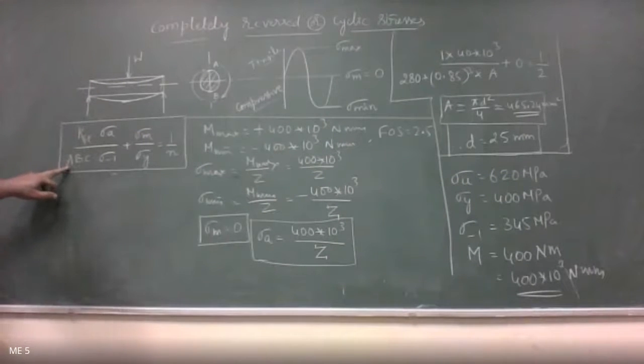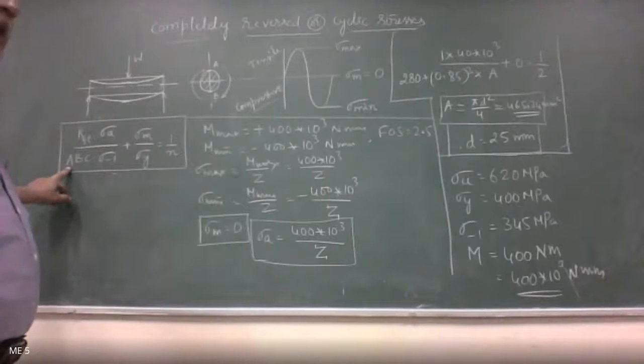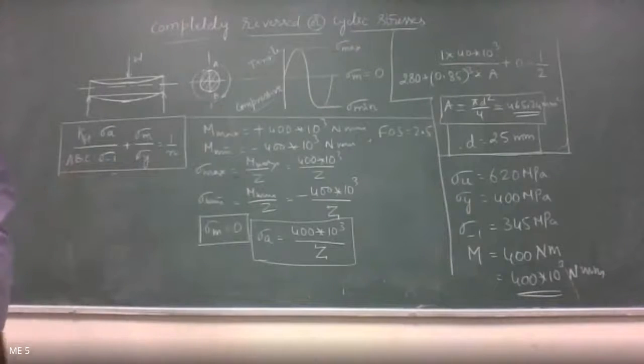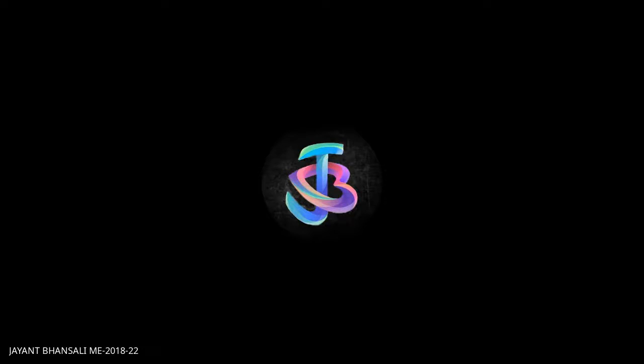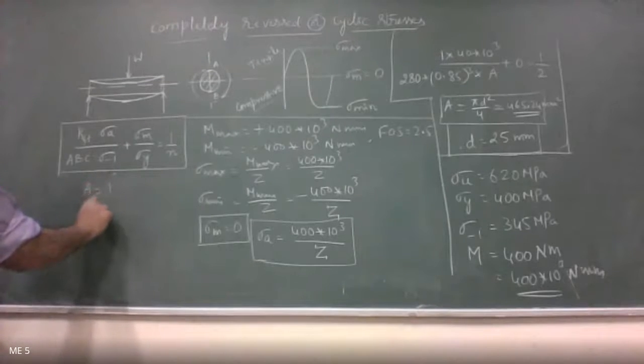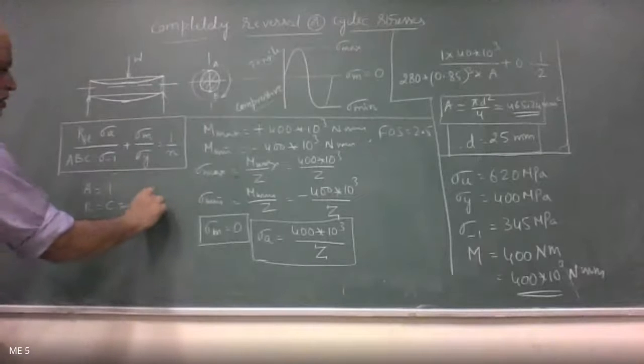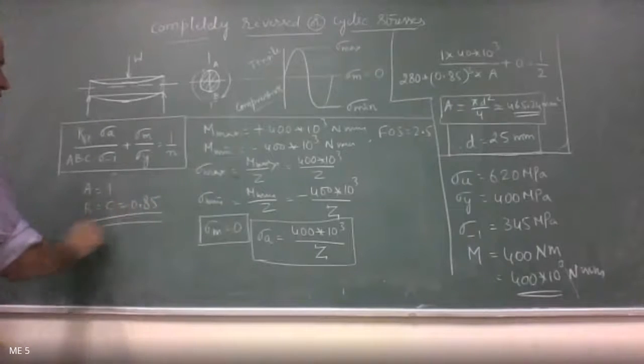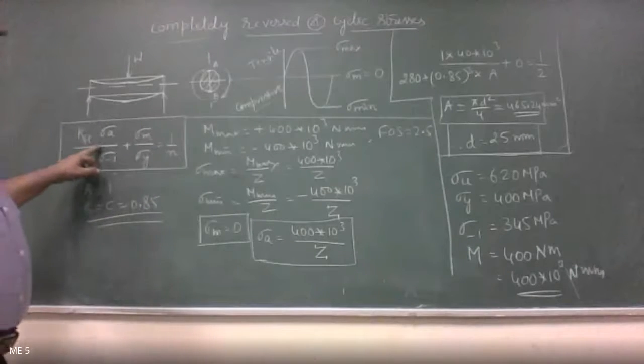A is for bending. What is the value of A for bending? 1. Yeah, A is equal to 1. B is equal to, C is equal to 0.85. You can take and substitute in the equation.